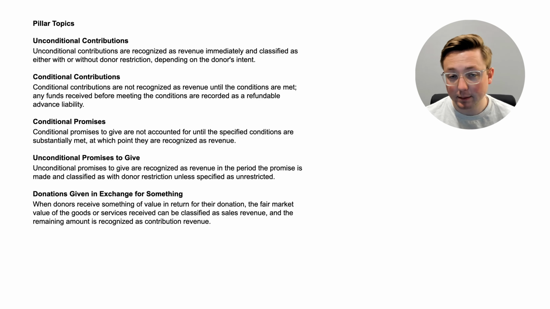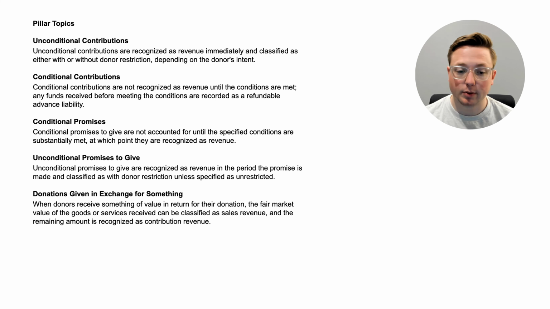Now, conditional promises to give are not accounted for until the specified conditions are substantially met, at which point they are recognized as revenue. So, at that point, it would be changed from a conditional promise to unconditional revenue because they've met the conditions. So now there's no more conditions and they can recognize the revenue. But before that, they haven't received any money and there's a condition they have to meet. You don't record conditional promises in the financials until you've actually met the condition, and then you go after that.